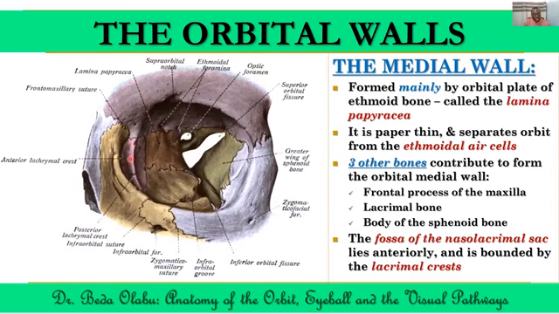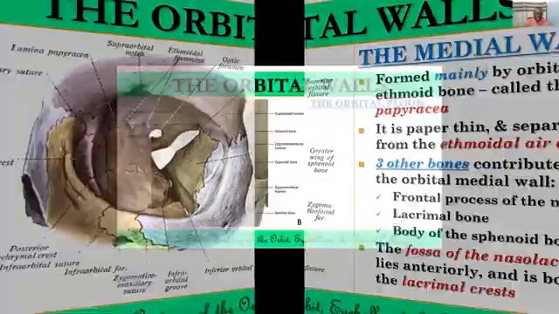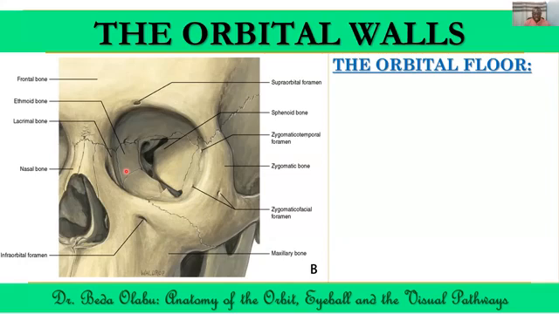This image also captures for you that this is the crest on the lacrimal bone, so the posterior lacrimal crest, and this is the anterior lacrimal crest. The depression between the 2 is the fossa of the nasolacrimal sac. So those are the medial bones in the medial wall.